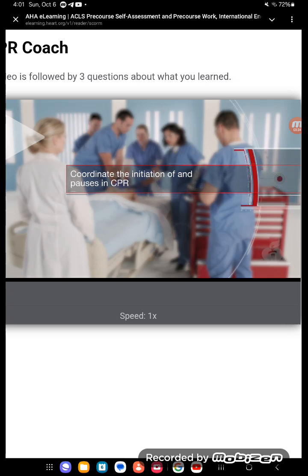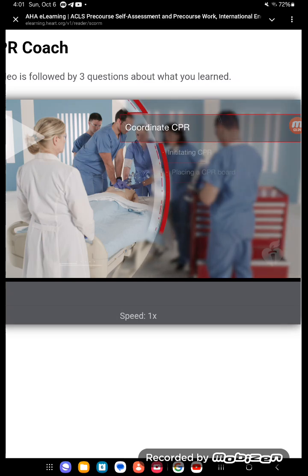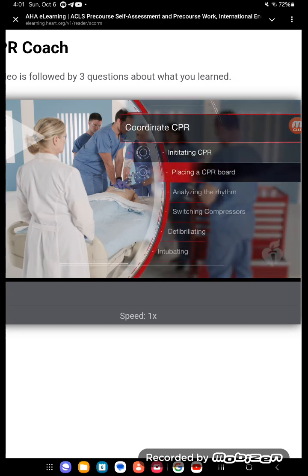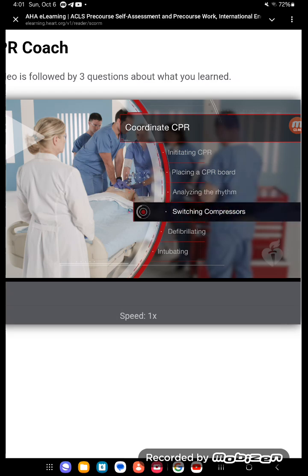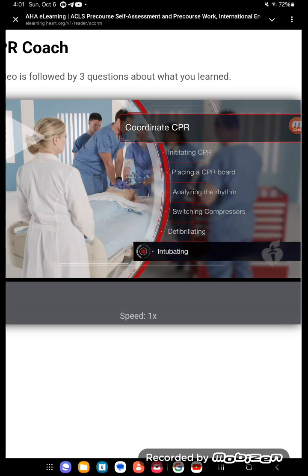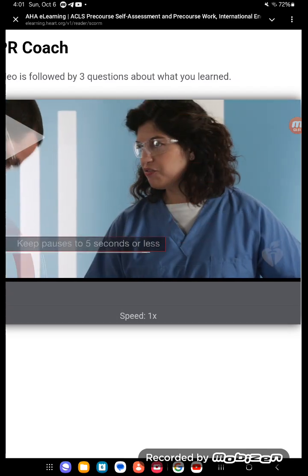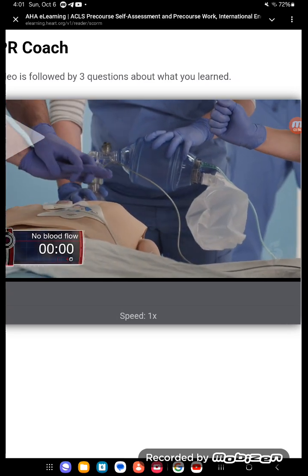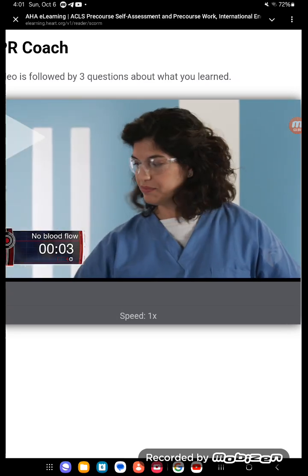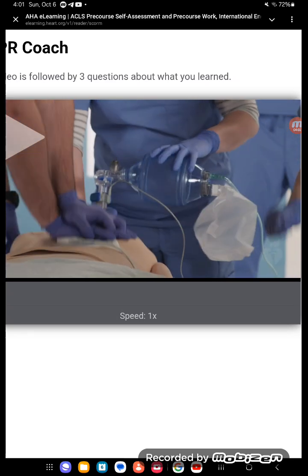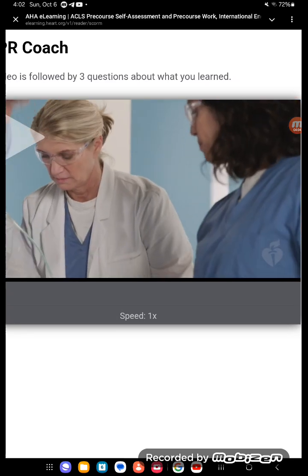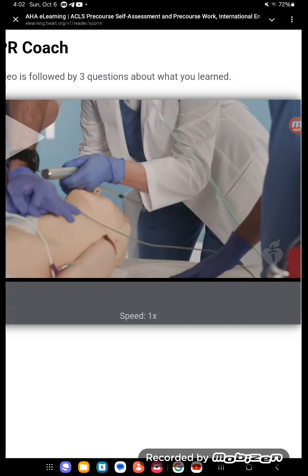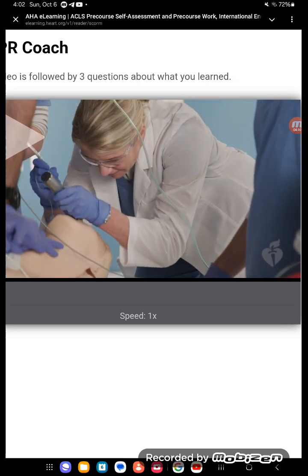The CPR coach should also coordinate the initiation of CPR and pauses in CPR. These actions can include initiating CPR, placing a CPR board if needed, analyzing the rhythm, switching compressors, defibrillating, or intubating the patient. The goal of the coach is to keep all pauses to 5 seconds or less when possible. Switch. Okay, go ahead and charge the defibrillator and shock. Clear. Shock. Resume. Except for intubation. Intubation should be performed by skilled providers, ideally without stopping compressions.